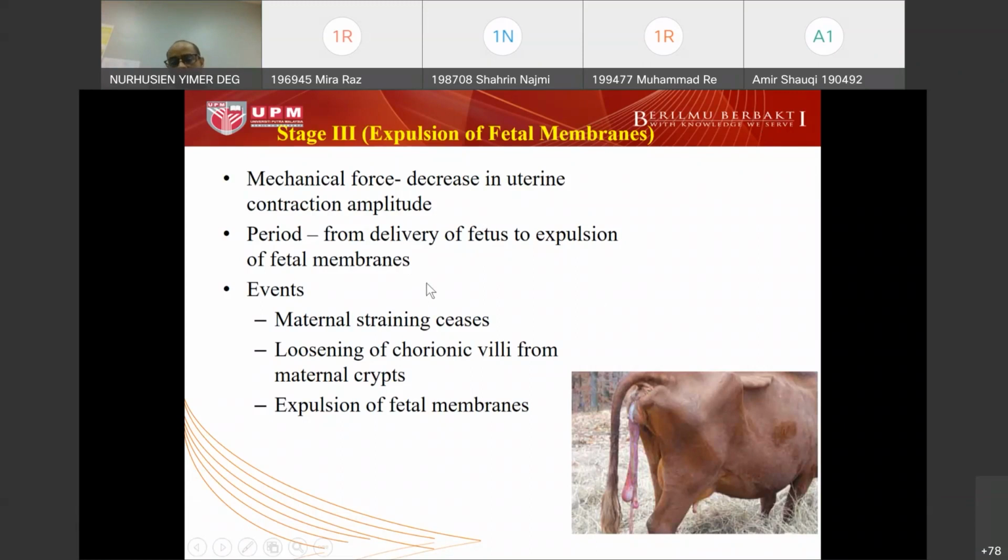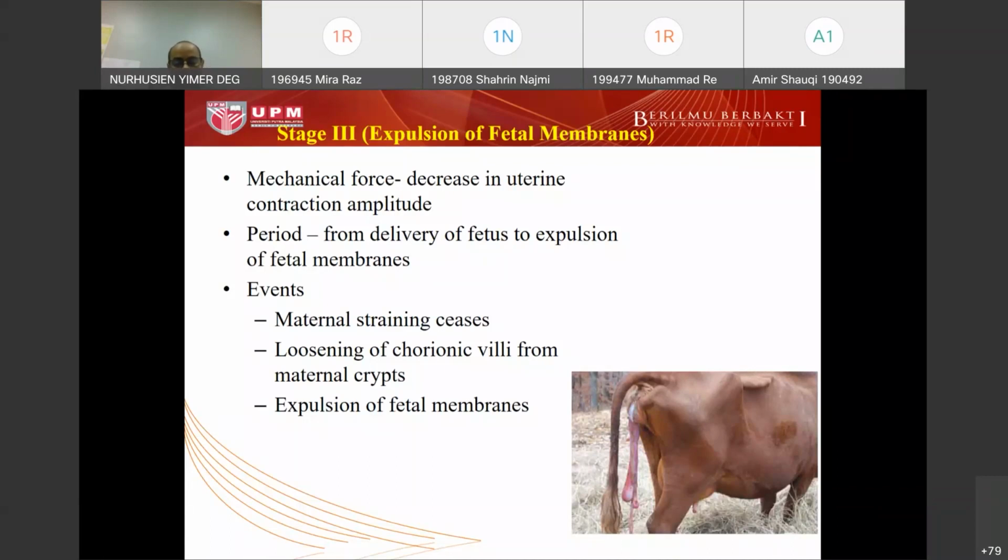So this period basically lasts from the end of stage 2, which is marked by the expulsion of the fetus, until the expulsion of the fetal membranes, which can take hours or half a day to a day in normal conditions. What additional events do you see during this time? As I mentioned, the straining activity will stop. And then we will also have the loosening of the attachment between the fetal membrane and the endometrial layer.